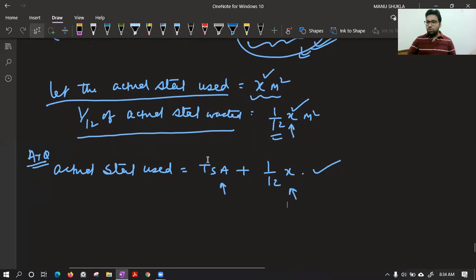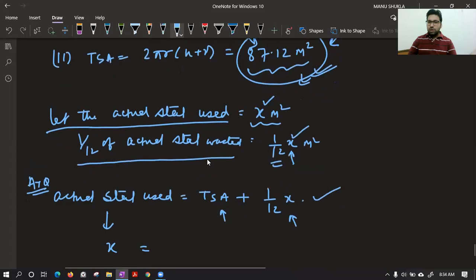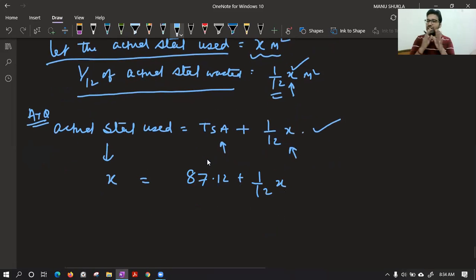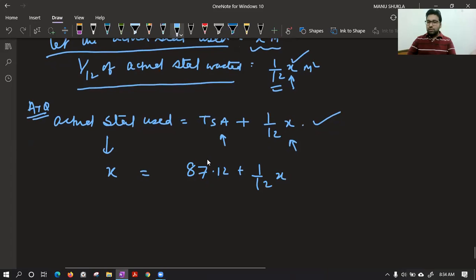No, no, no, no, no, Utkarsh. Just try to solve this now. We know it is X. TSA we know is how much? 87.12 plus 1 by 12 x. To solve these kinds of questions, we know we have to bring the variables together. So we will bring this 1 by 12x to the left-hand side. It becomes x minus 1 by 12x is equal to 87.12.